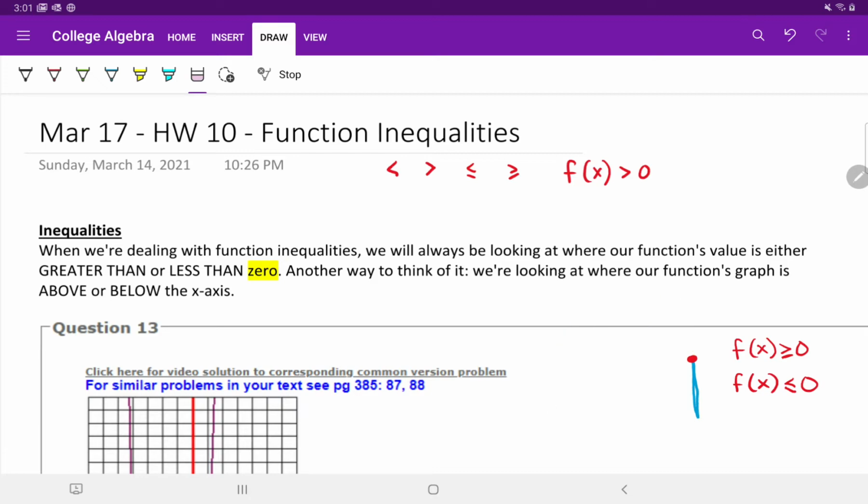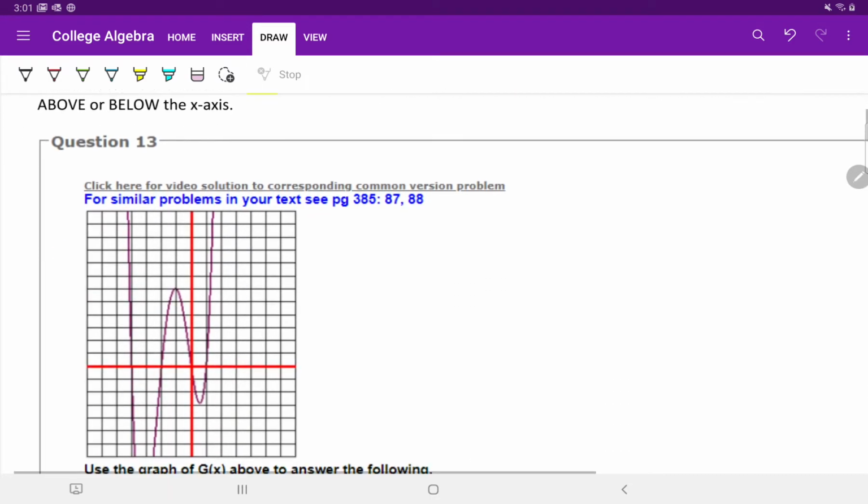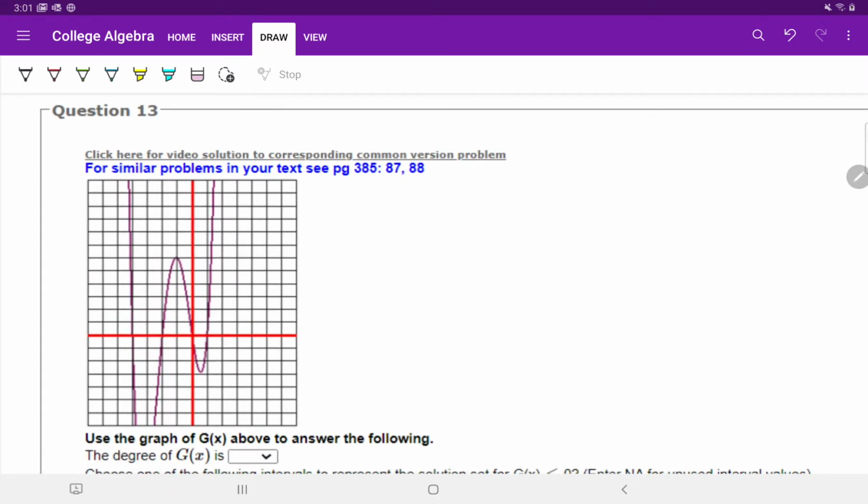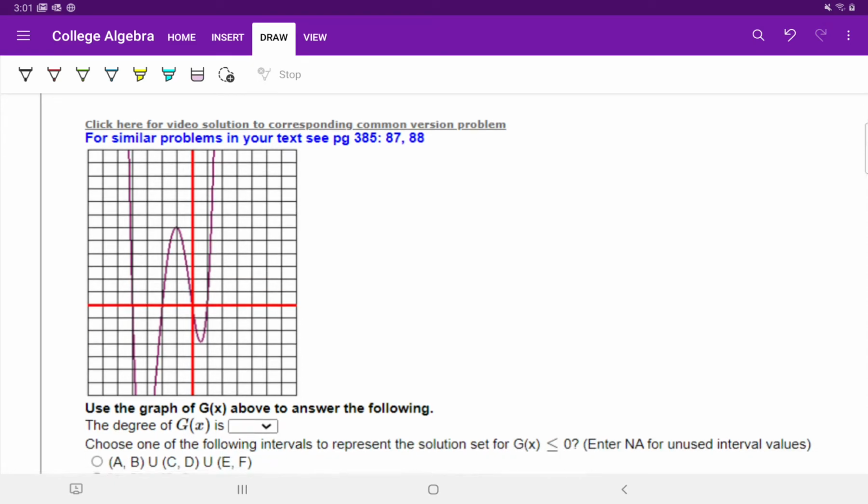Let's actually get into an example, and maybe you'll see a little more clearly what we're talking about. This problem comes from the Homework 10A Common version. In this problem, first we just want to identify whether the degree of the function is even or odd. Well, since our end behavior both goes in the same direction, that makes it an even function. We can identify that pretty quickly.